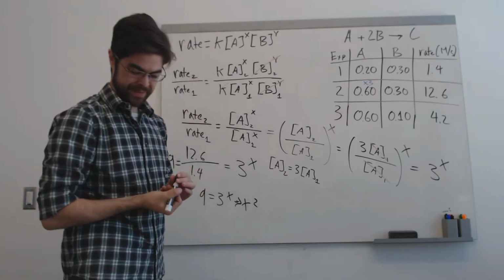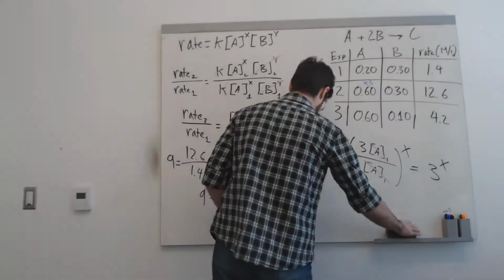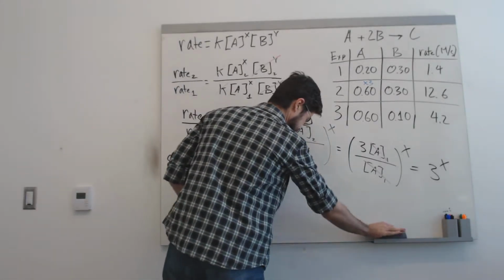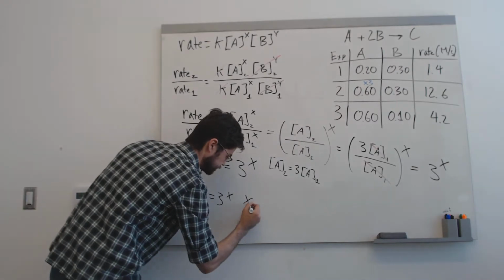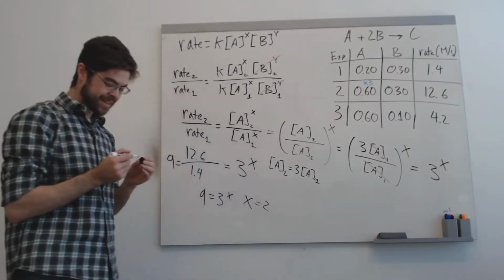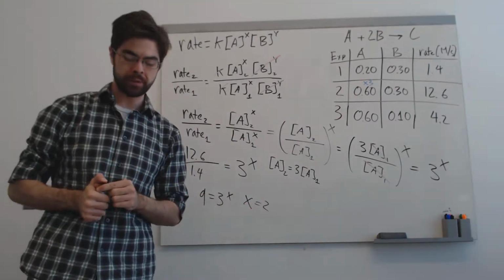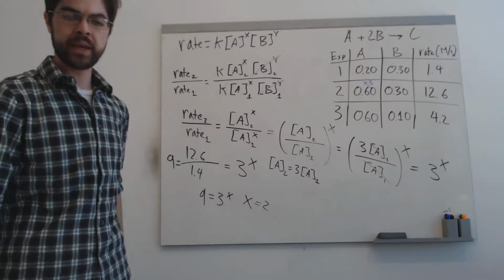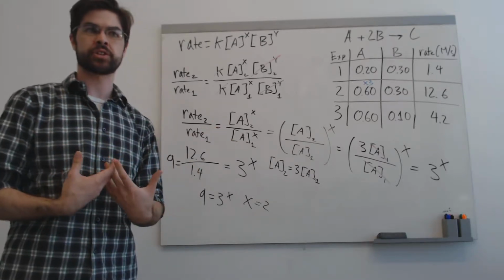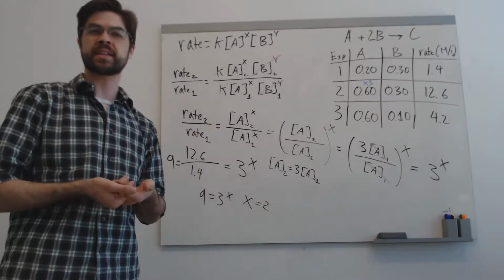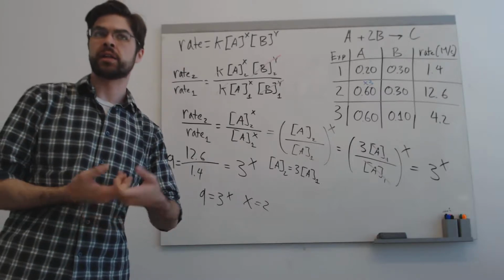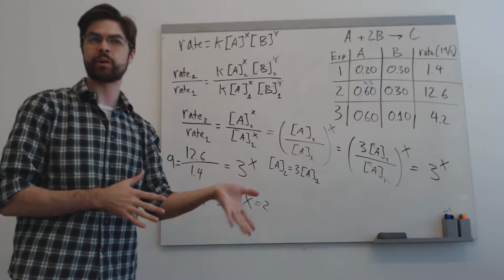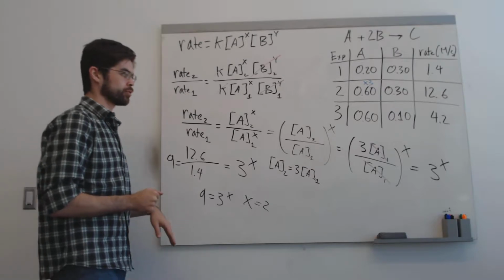X is equal to 2. That's not written correctly. Okay, so that's way more detail than you probably would need to work through in an actual method of initial rates reaction. But it is giving you a logical throughput of how rationally you work through this.